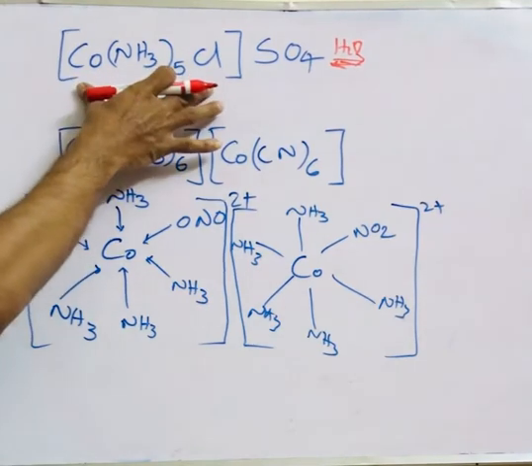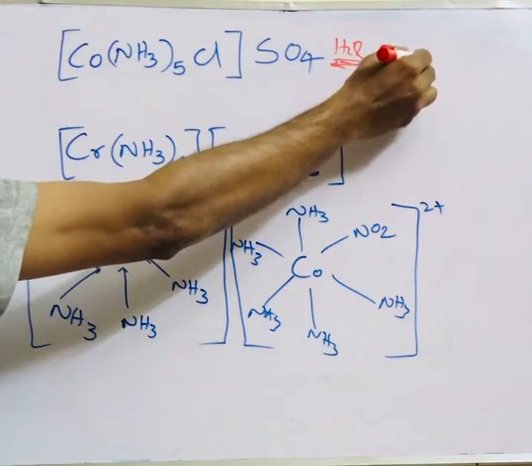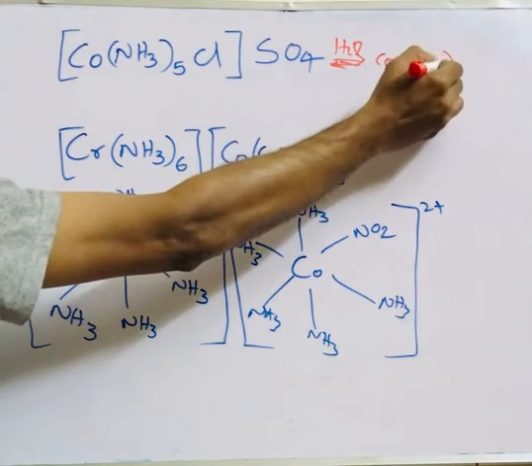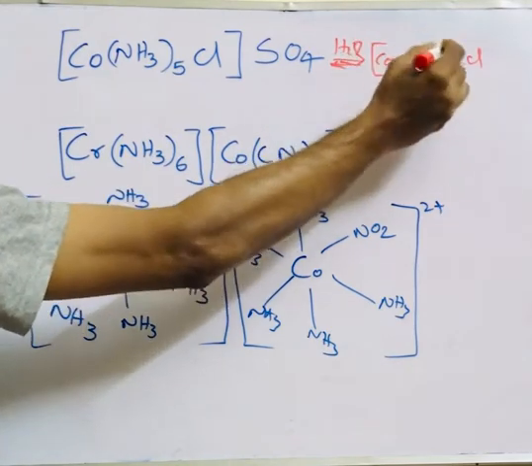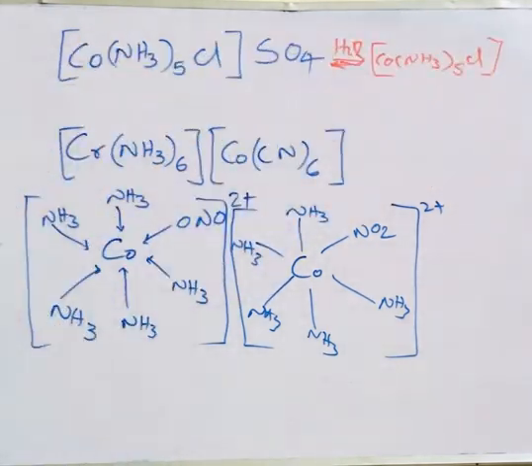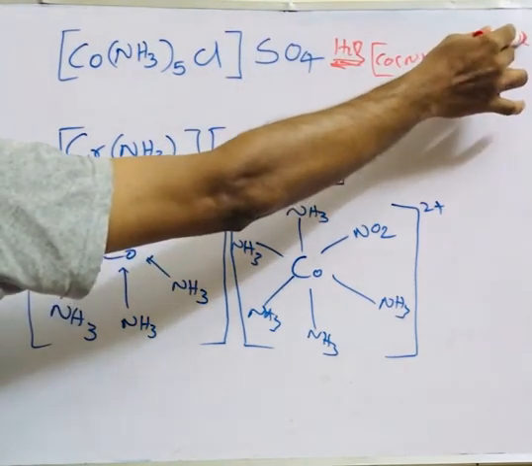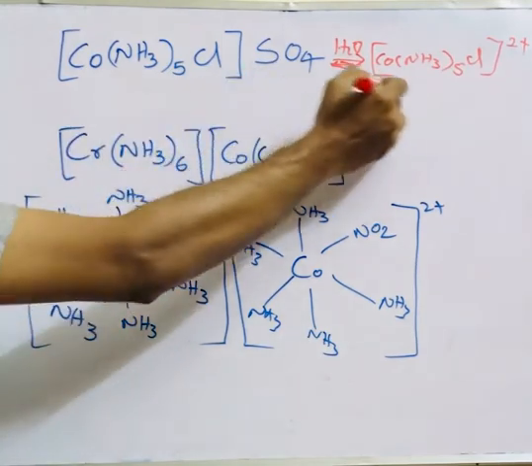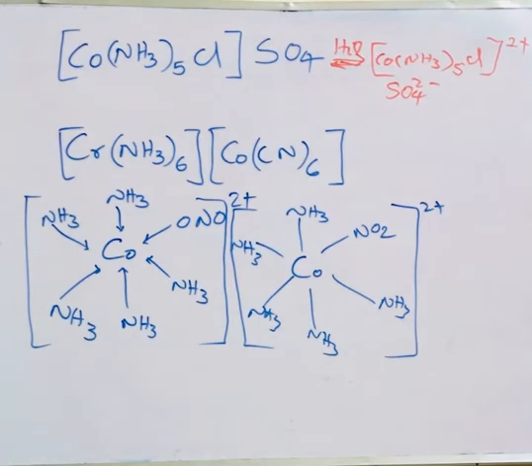One is complex ion, coordination ion, another is SO4 2 minus, that is [Co(NH3)5Cl] 2 plus, then SO4 2 minus. So these are the ions it gives. One is sulfate ion, another one is complex ion.